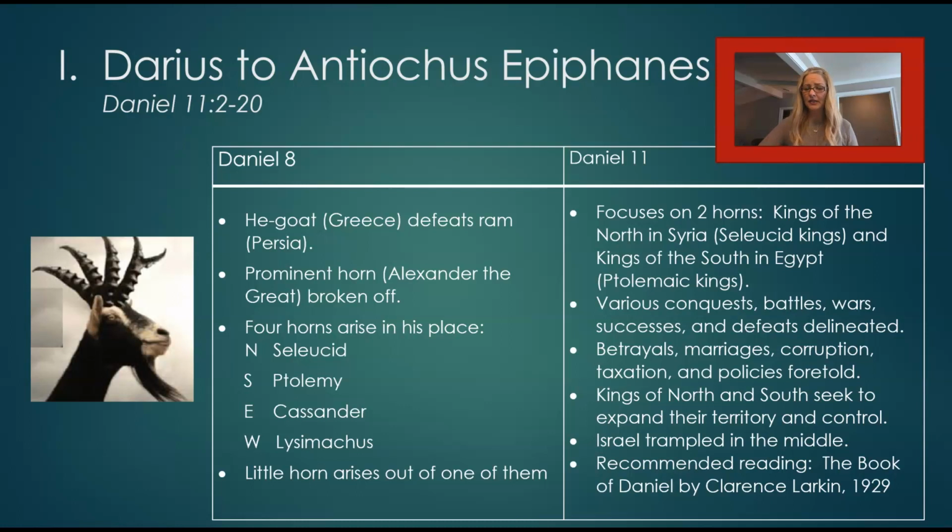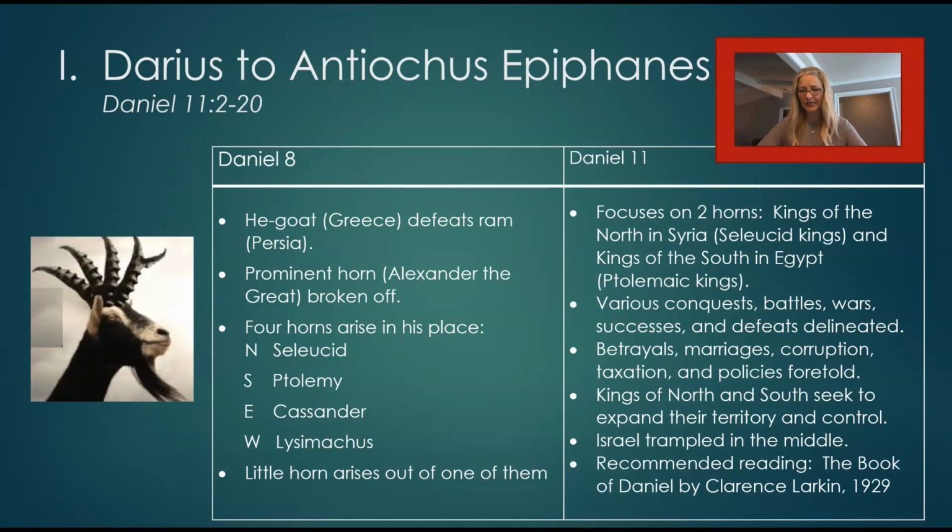Now, on the he-goat, there was a prominent horn, and that prominent horn was broken off, and then 4 horns replaced it. So many interpret the prominent horn to represent Alexander the Great, and after his death, his kingdom was divided towards the 4 winds of heaven.